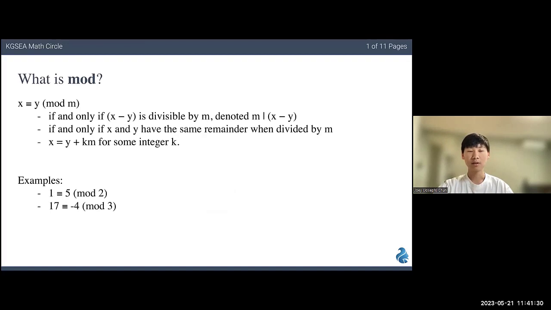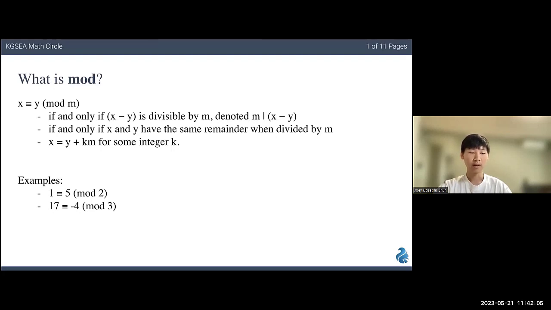So the first concept we'll go over is what's called the mod. Let's first define what mod or modulo is. As seen here, it's shown as the three-line equal symbol, and it's said that x is congruent to y modulo m. And x is congruent to y when their remainders divided by m are the same. It's also equivalent to saying that m is a divisor of x minus y, or x equals y plus km for some integer k. So here are some examples.